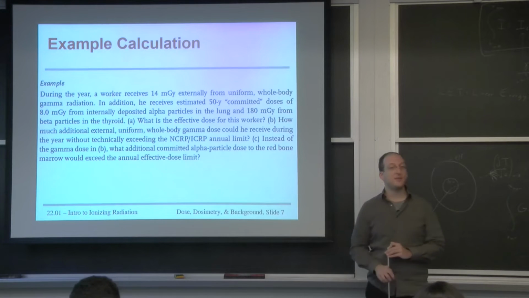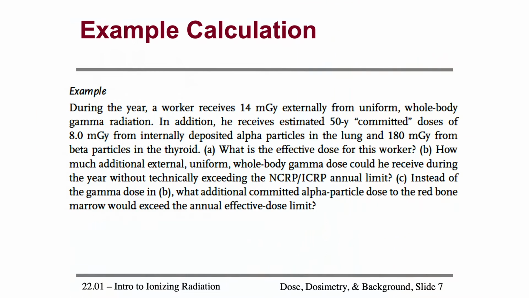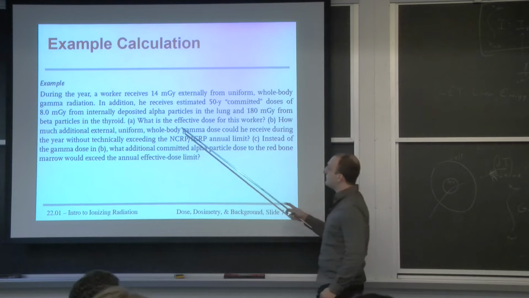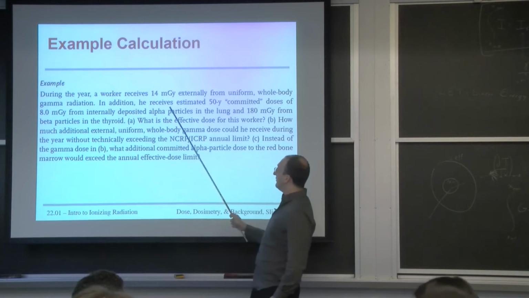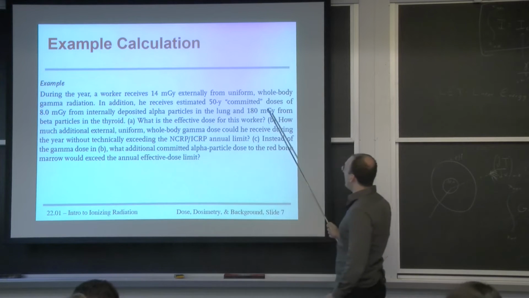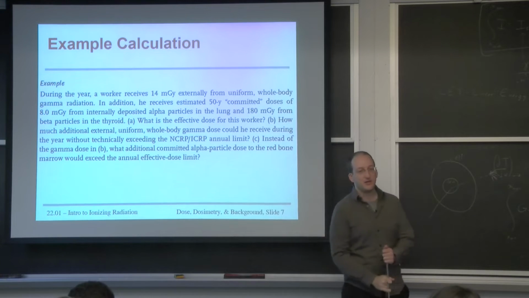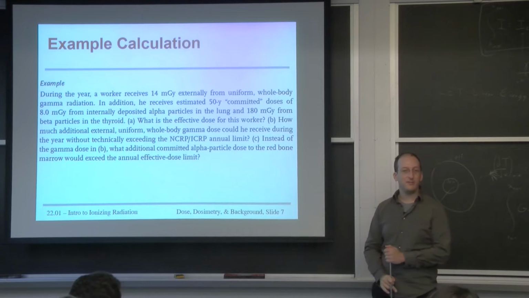So let's take an example from the actual reading. Let's say a worker gets 14 milligray of uniform whole body dose. This would just be from background radiation, cosmic rays, food, whatever, plus a targeted dose of 8 milligray to the lung from alphas, plus 180 milligray from betas in the thyroid. Anyone know why they chose alphas in the lung and betas in the thyroid? What's the most likely sources of those? Iodine and, let's say, smoking, yeah.